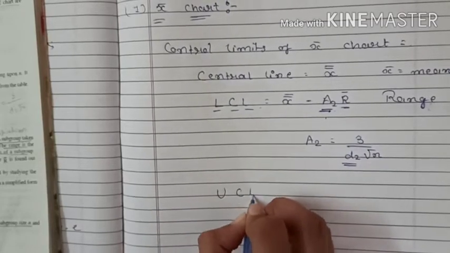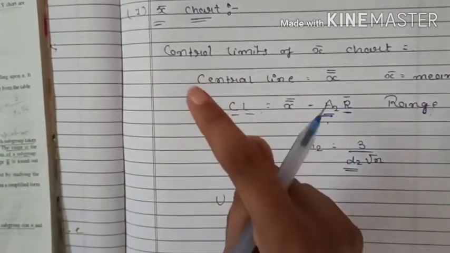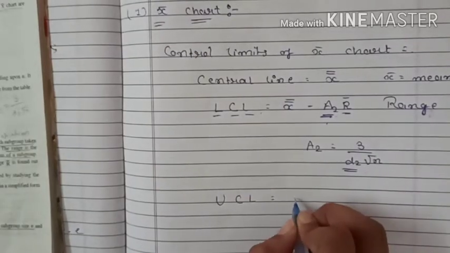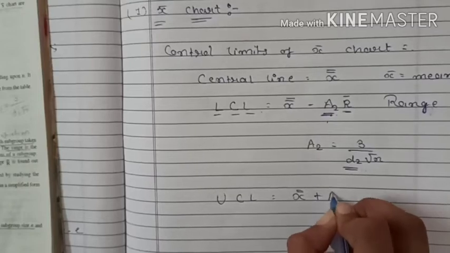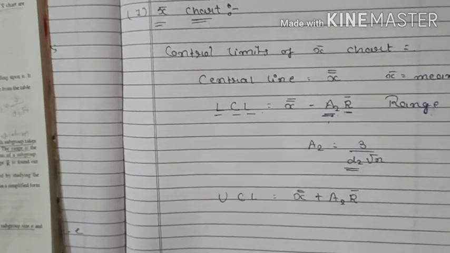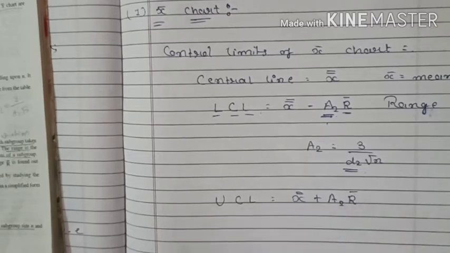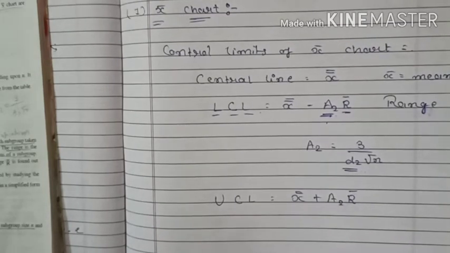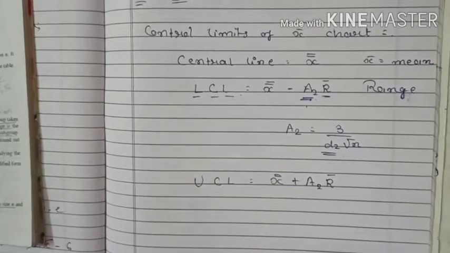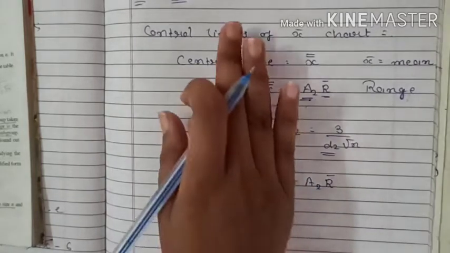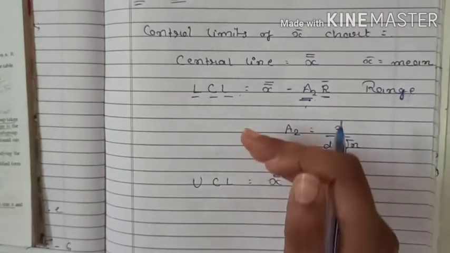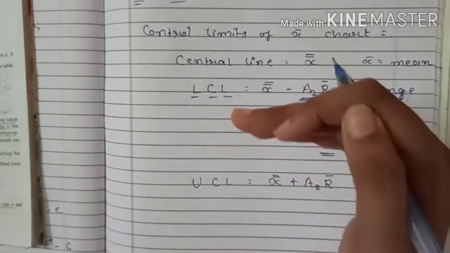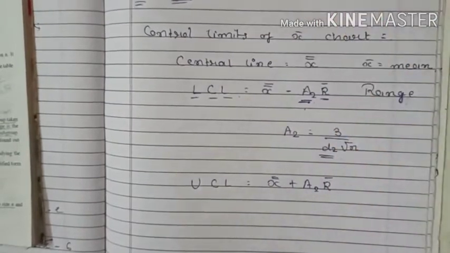Now the upper control limit. There are three limits: central line, lower limit, upper limit. So the upper limit is X double bar plus A2 R bar, right? Whenever we prepare a chart and put the control limits, if any point goes beyond these limits, either lower than the lower limit or higher than the upper limit, that is known as the process is not under control.